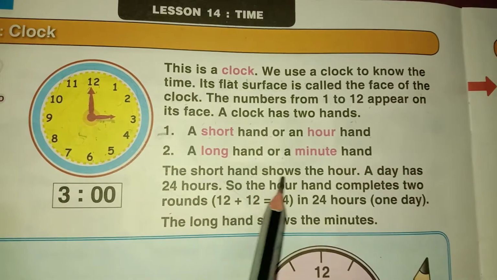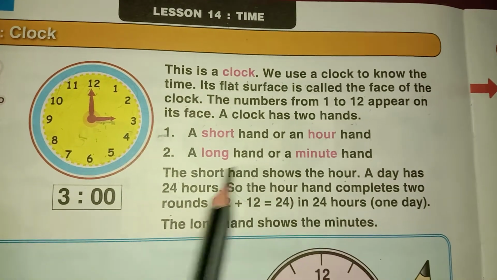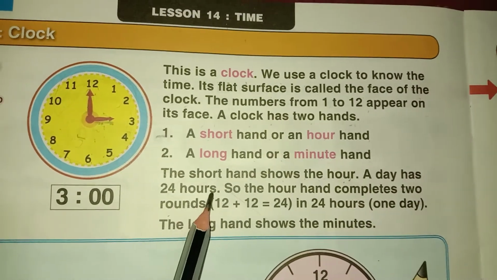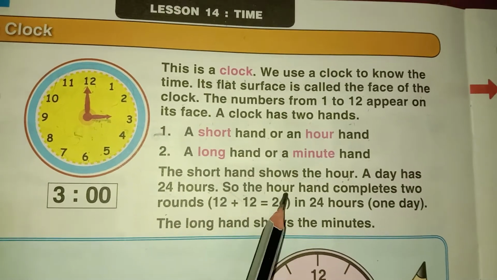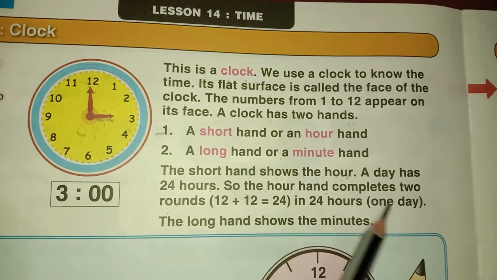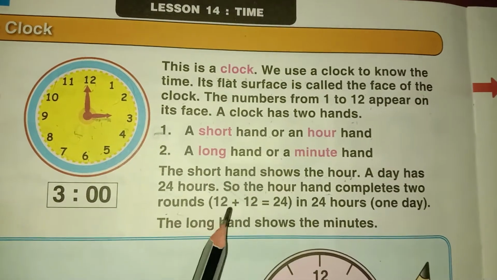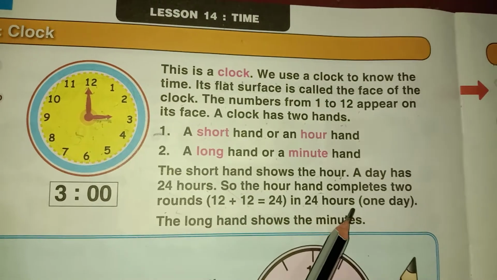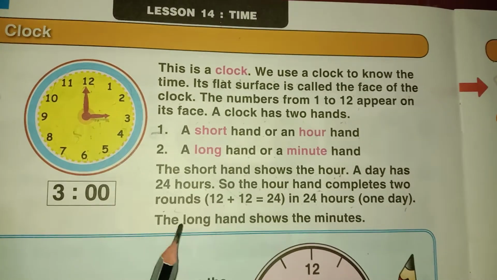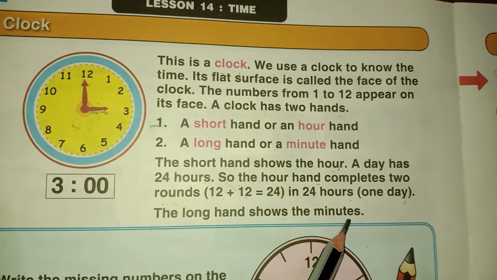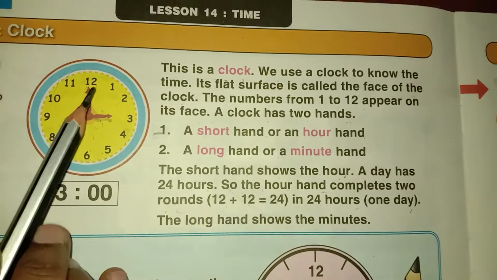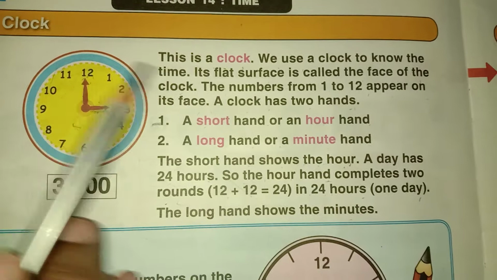The short hand shows the hour. And a day has 24 hours. So the hour hand completes 2 rounds. 12 plus 12 is equal to 24. In 24 hours, 1 day. The long hand shows the minutes. See here, dear students, in the clock only 12 numbers are there.